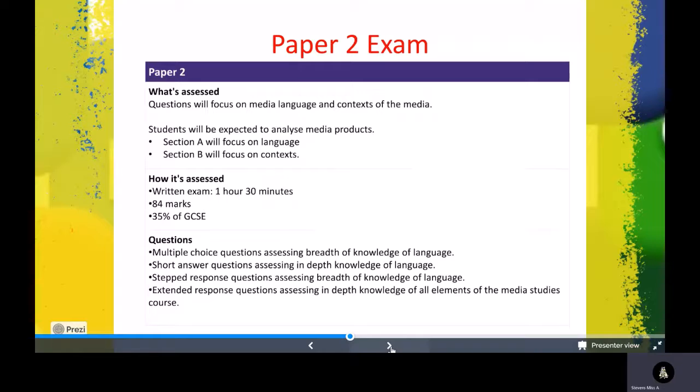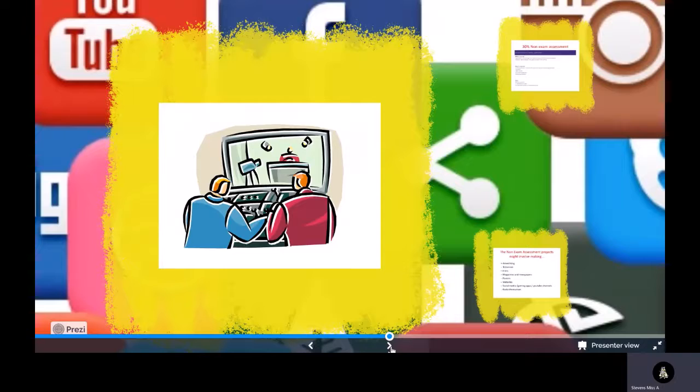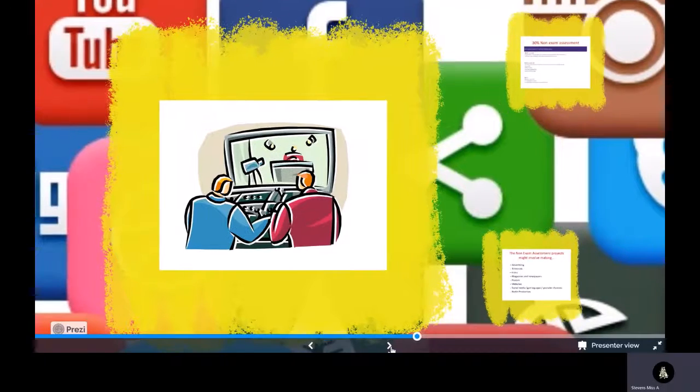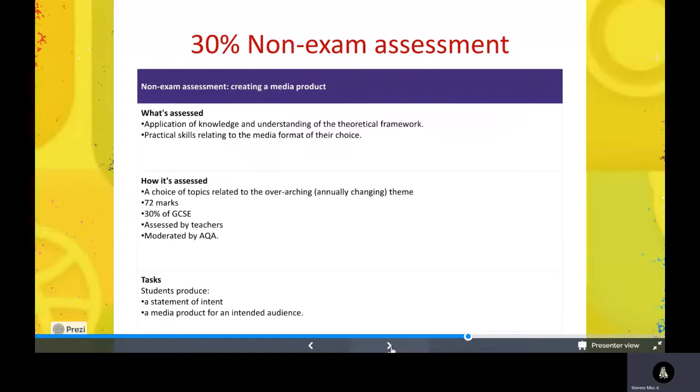And you will go on to then have the second half of the paper where you will look at another close study product in a lot more detail, and you'll be writing about your understanding of the way the media communicates through its products. Outside of the exam, you will get an opportunity to do some practical work. We have what's called a non-exam assessment, or an NEA, and that makes up 30% of your final grade.